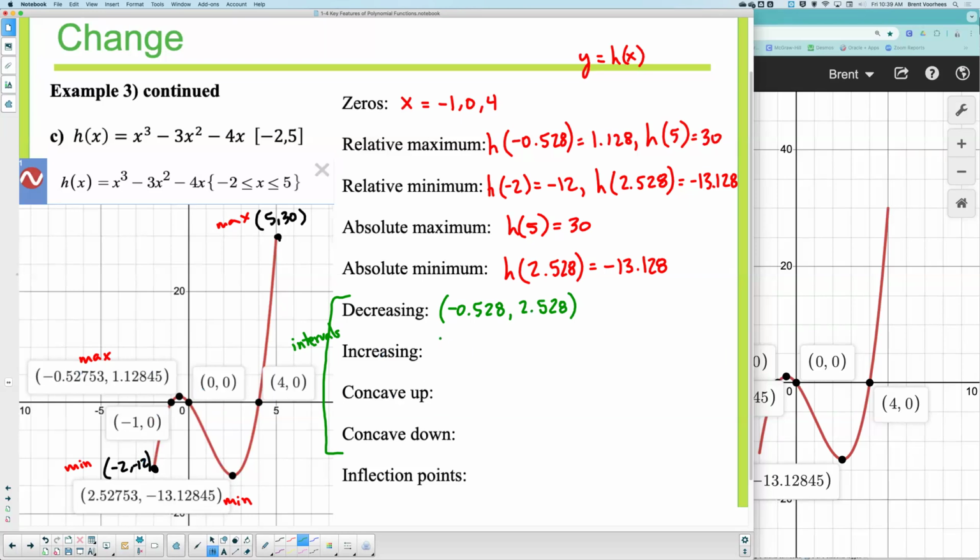We increase twice. So here's how you write that. You increase from -2 up until this value here, the negative 0.528. And since I increase the second time, you do a union. It looks like a U. And then you do another bracket. So from here, it would be 2.528, all the way up until 5. We increase again.